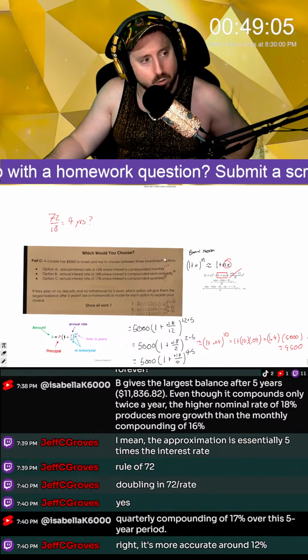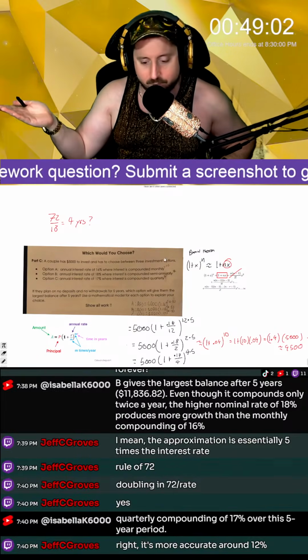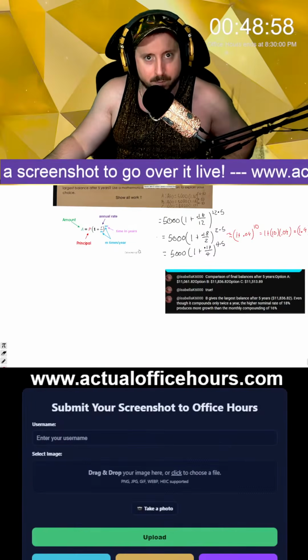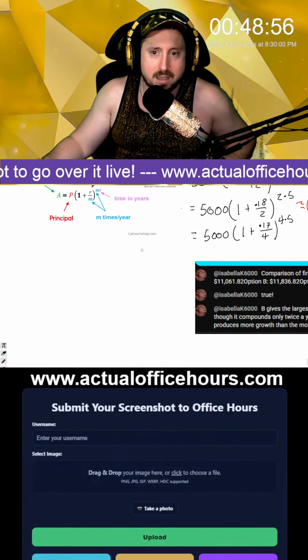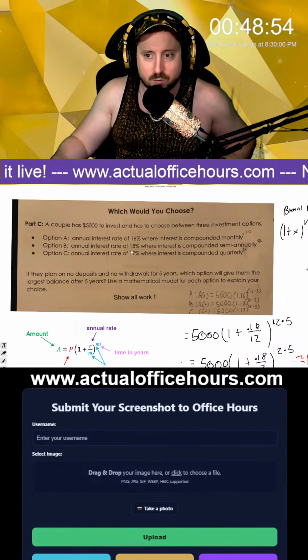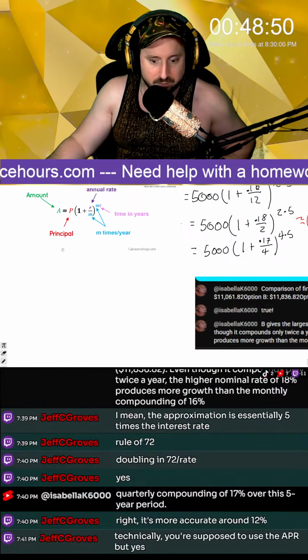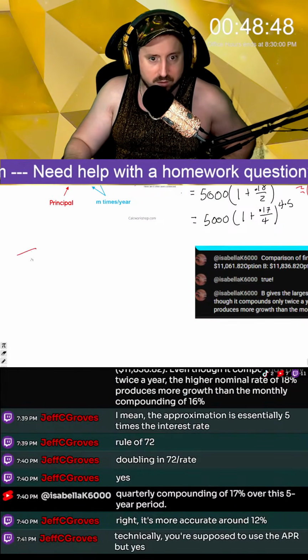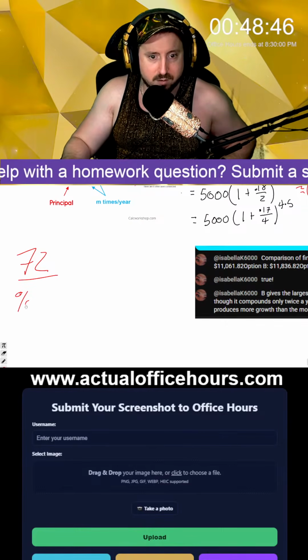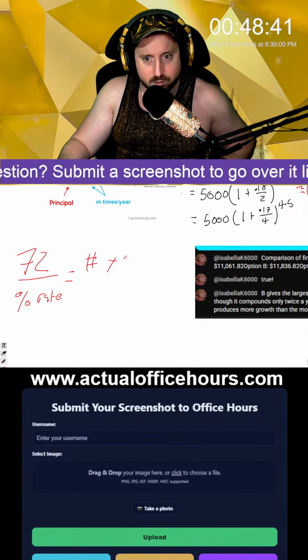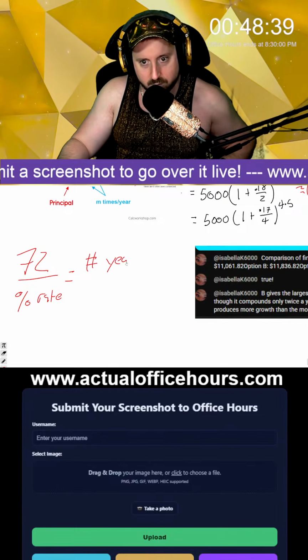We call this a back of the envelope, or back of the hand, type of approximation. This is a cool thing to know. I know we're supposed to use APR, which is effective, but whatever. Semi-annually is basically the same as annually. So, 72 divided by the percent rate equals the number of years to double your investment.